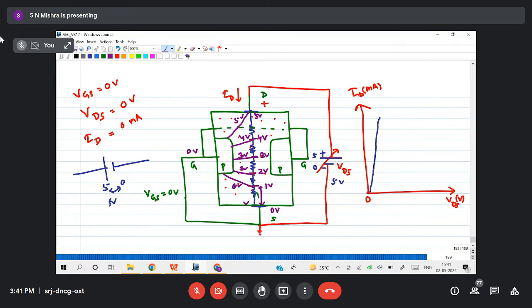Now tell me, from this point to this point, which side will be more reverse biased, which side will be less reverse biased, or uniformly, the entire area is uniformly reverse biased.